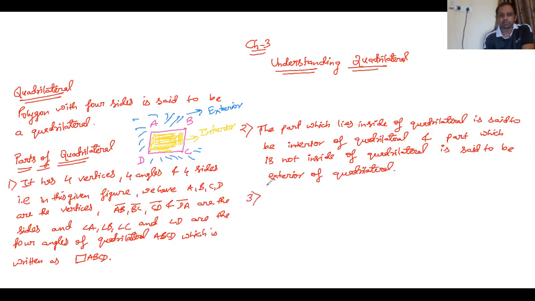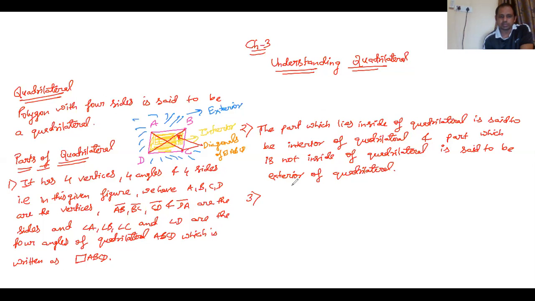Now, the third thing is, if you observe the figure, there are two pairs of opposite vertices, and if we join these vertices with a line, suppose I have joined A and C and B and D, then AC and BD are the diagonals of the quadrilateral. Let's take another color. These are the diagonals of ABCD.